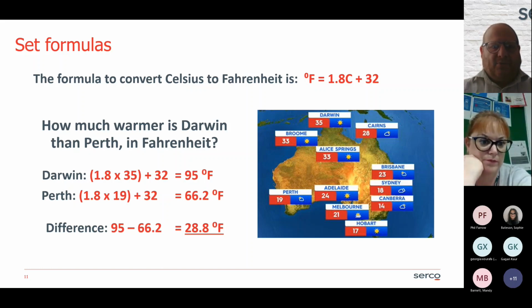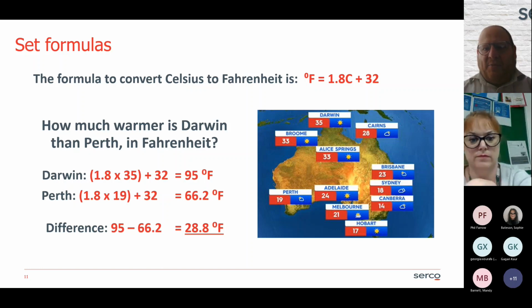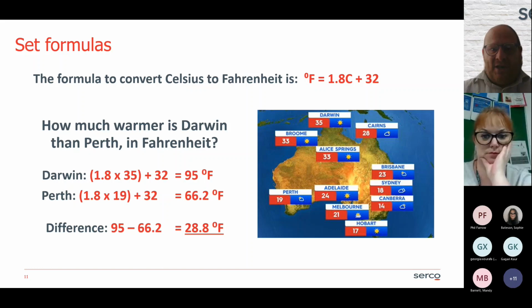Okay, so with Darwin, we said the formula is 1.8 times the degree in Celsius, which is 35, and then we add 32. So again, you're thinking about BODMAS, we do 1.8 times 35, you do that and then add 32. The figure you get is 95 degrees Fahrenheit. Now, a few people have got a different answer, 28.8. So it may be that our calculations have gone wrong somewhere. So the calculation needed to be 1.8 times the Darwin temperature, which is 35, and then add 32. So that's how we got to our 95.